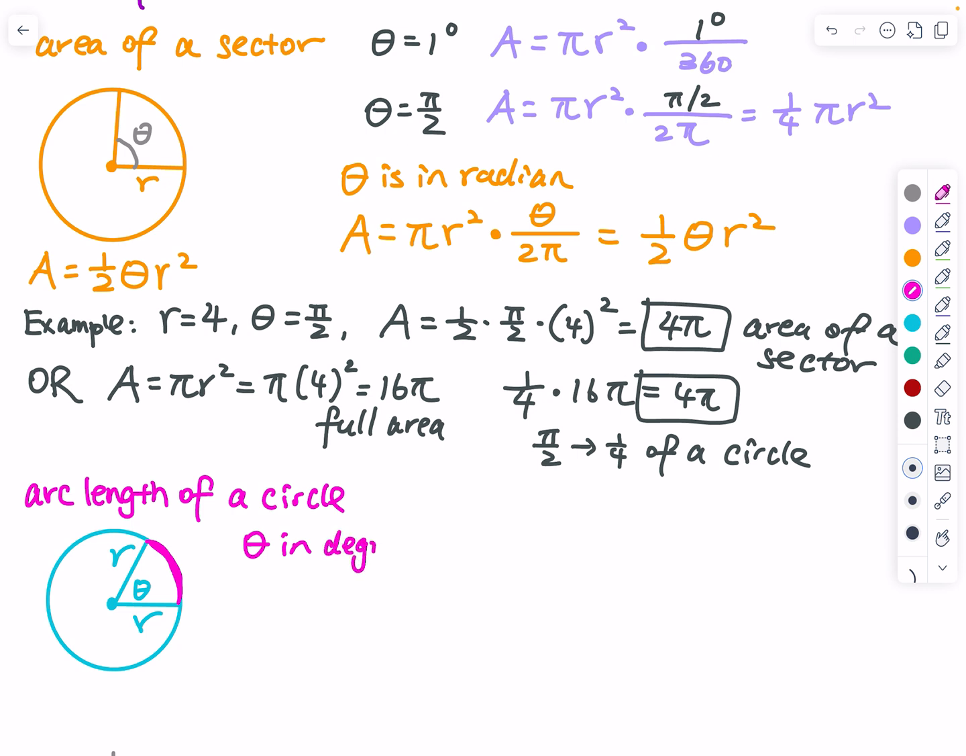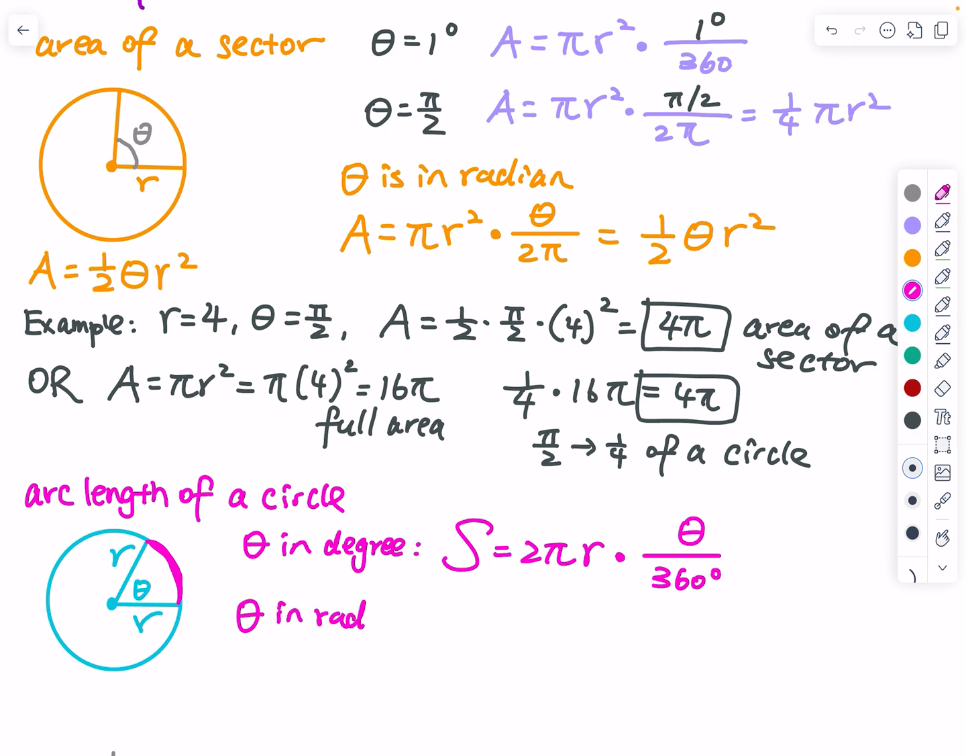When theta is in degrees, the arc length, which they use as s, equals theta over 360 times 2 pi r. What is 2 pi r? 2 pi r is the circumference. That means the length of the entire circle. Are we taking the entire circle? No, we are not. We only need to take something out of 360 degrees, and that is theta.